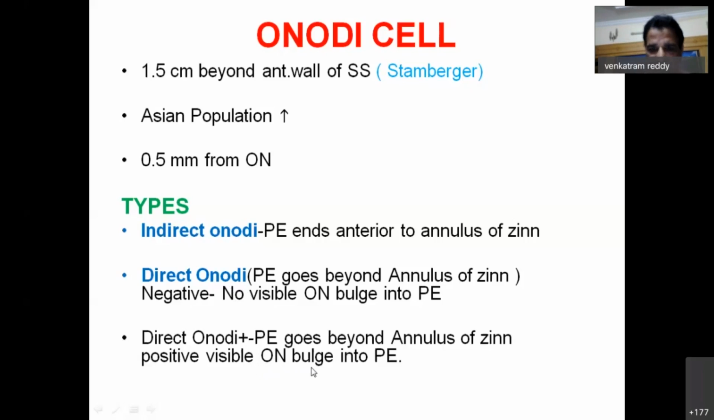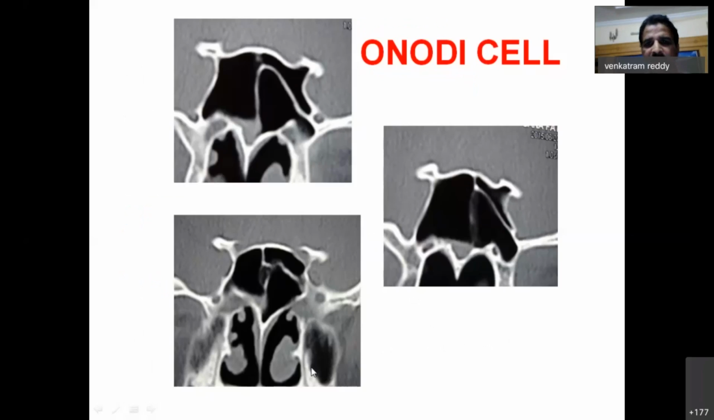Next, how to identify the Onodi cell in the CT scan. In the CT scan, the most important are the coronal cuts. In the coronal cuts, you see the sphenoid sinus right and sphenoid sinus left. If you see a horizontal septation within the sphenoid sinus, the cell at the top of it is an Onodi cell.